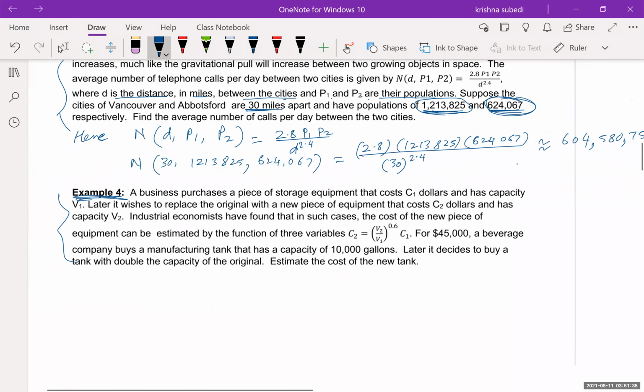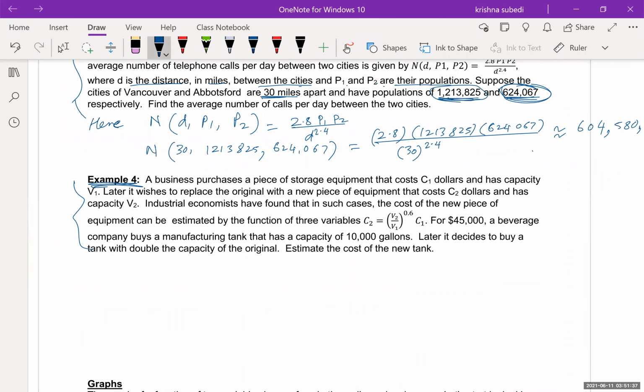Okay. Example 4, a business purchase. If you have already got the answer for example 4, write that answer in the chat box. A business purchases a piece of storage equipment that costs C1 and has capacity B1. Later it wishes to replace the original with a new piece of equipment that costs C2 and has capacity B2. Industrial economists have found that in such cases, the cost of the new piece of equipment can be estimated by a function of 3 variables.